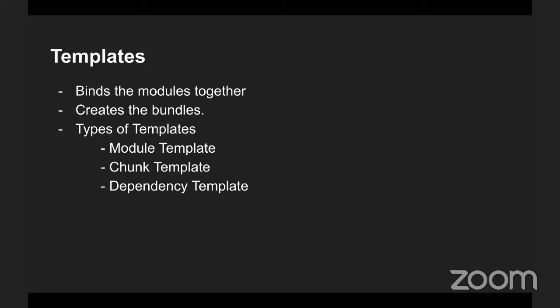There are a lot of templates, but the most important ones, I feel, are these three: module template, chunk template, and dependency template. Module template takes care of creating a module or a bundle, and chunks are what you have when you do chunking in your project, right? You create a lot of sub bundles in the form of chunks. So your chunk template takes care of that, and similarly a dependency template. So templates take care of creating the bundles from the generated AST.